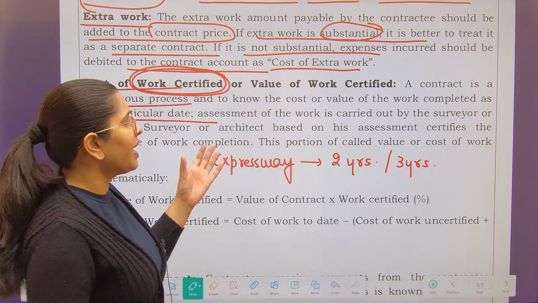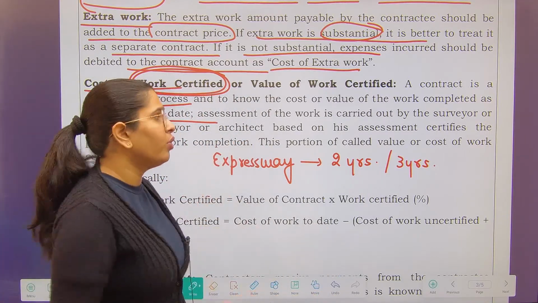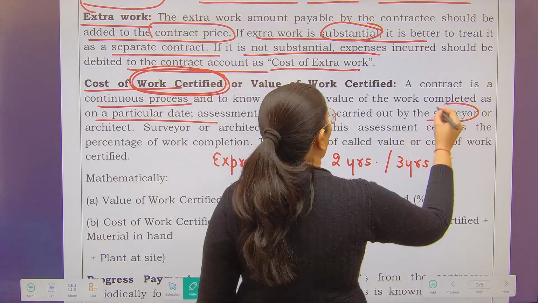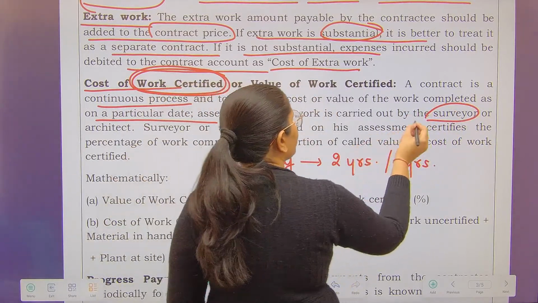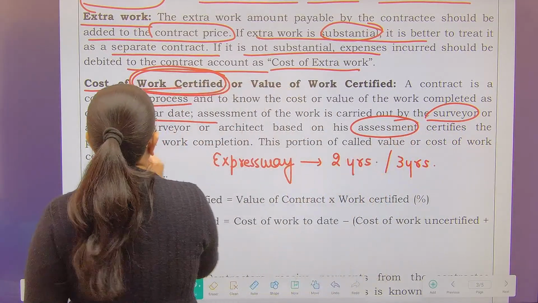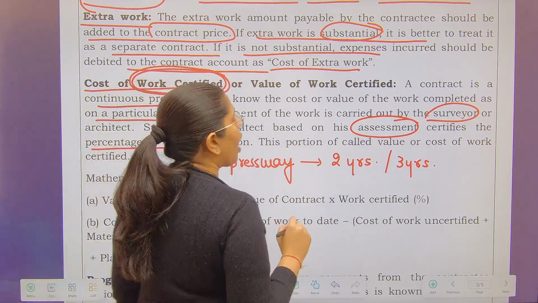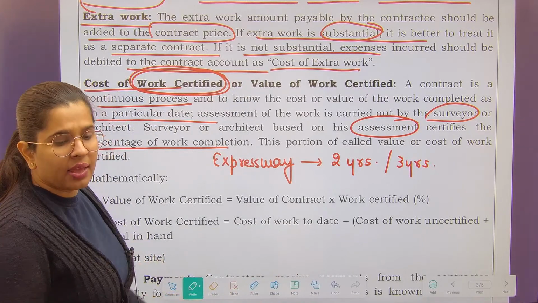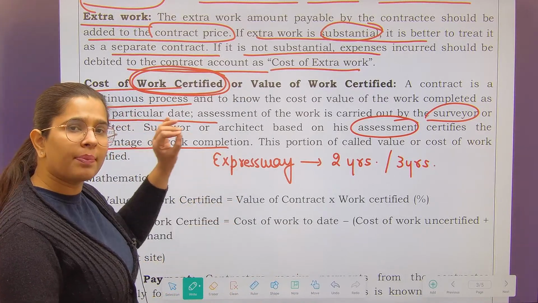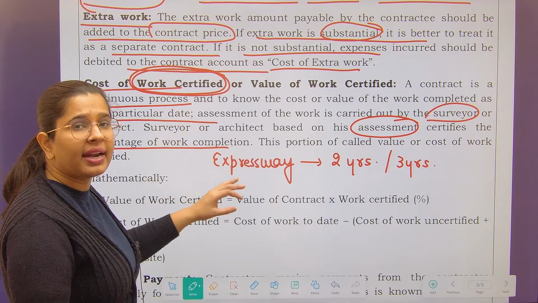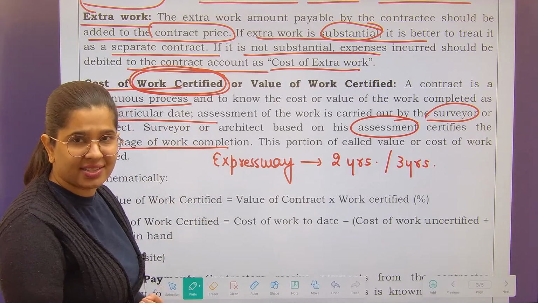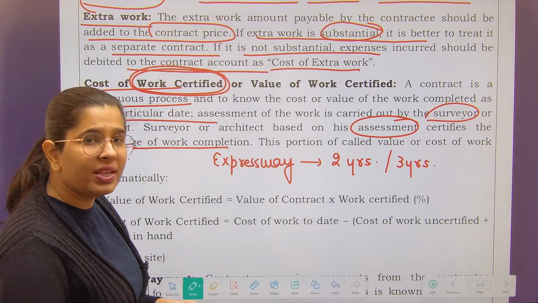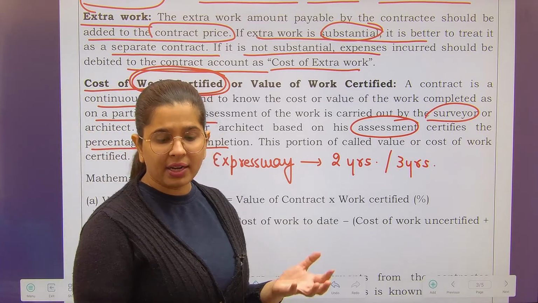So work certified means whatever work you have carried out, a surveyor will come and do the assessment, and after that he will certify how much percent of work has been completed. Why is this important? Because on the basis of this, the contractee will give me funds. The contractee will give me a certain portion of the contract price.